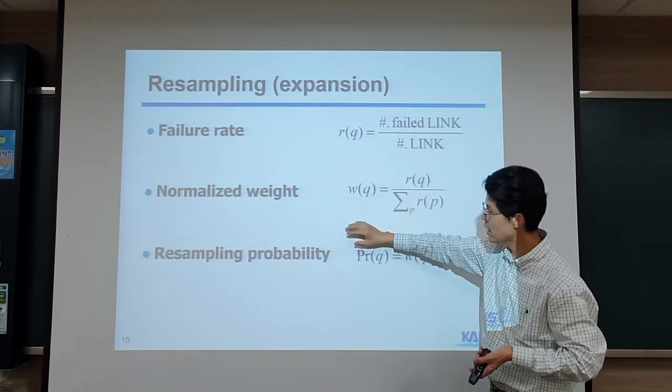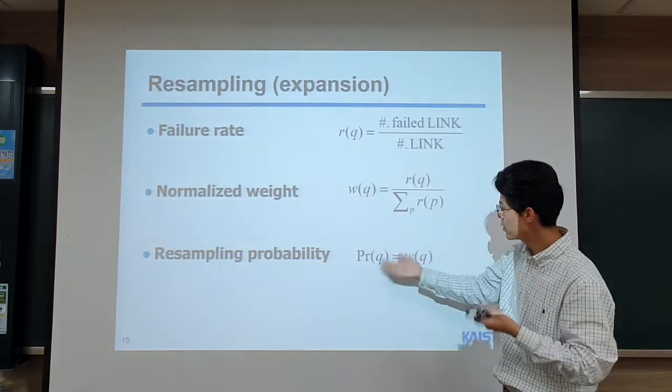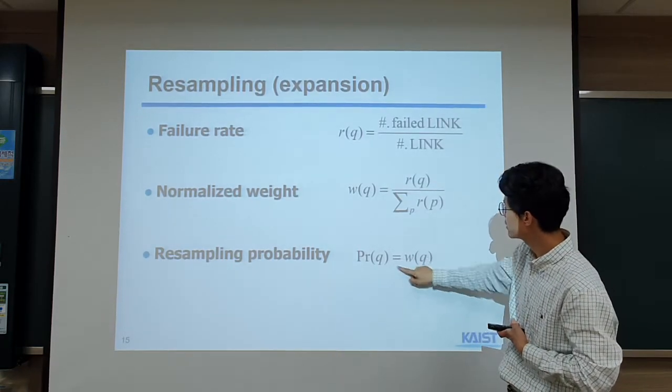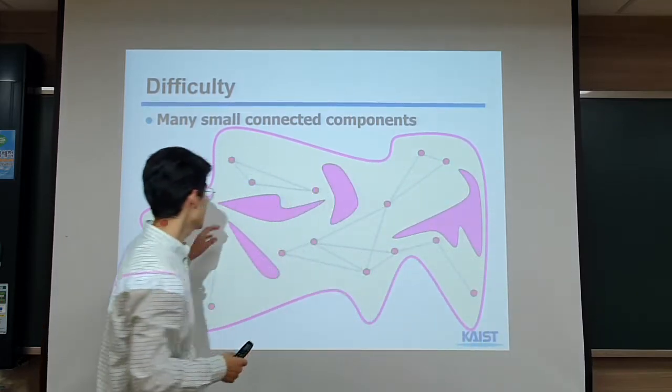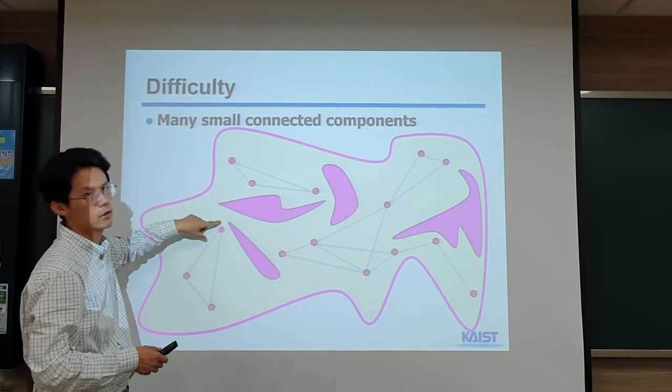Then, based on this, we assign the resampling probability as a function of the normalized weight. In other words, we give more probability to do the resampling on the difficult region, right?